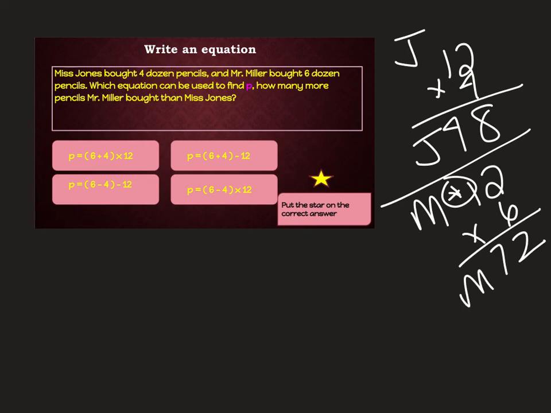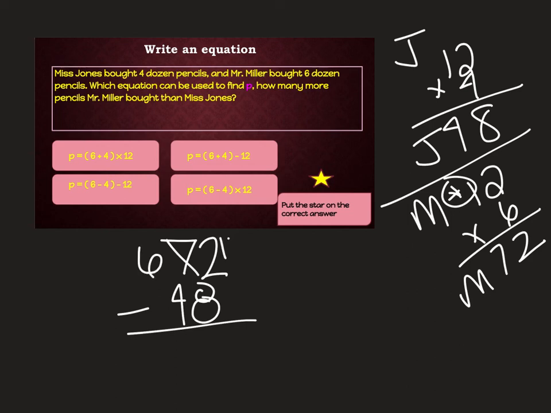How many more pencils did Mr. Miller buy than Miss Jones? This is easy. We just take Mr. Miller, who had the bigger number, and subtract Miss Jones, who had the smaller number. 72 minus 48. We can't subtract 8 from 2, so we'll regroup and make that a 6, and this becomes a 12. 12 minus 8 is 4, and then 6 minus 4 is 2. So that is the difference, and that's going to equal P. So 24 is P.